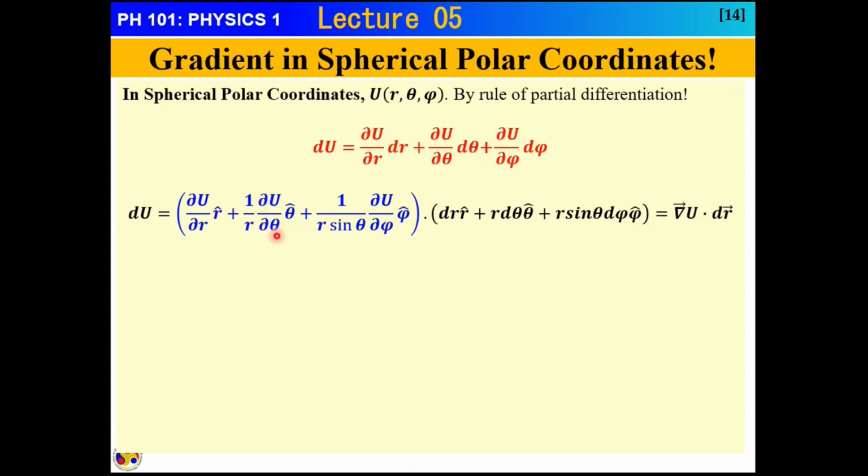1 by r del u by del theta, theta cap is going to be unity. But here there is going to be an extra term r, so that's why we have to divide by r to cancel the r, and similarly r sine theta appears for phi. So basically, what is the bottom line? The gradient of this potential in the spherical polar coordinate system is written like this: del u by del r, r cap, plus 1 by r del u by del theta, theta cap, plus 1 by r sine theta del u by del phi, phi cap.